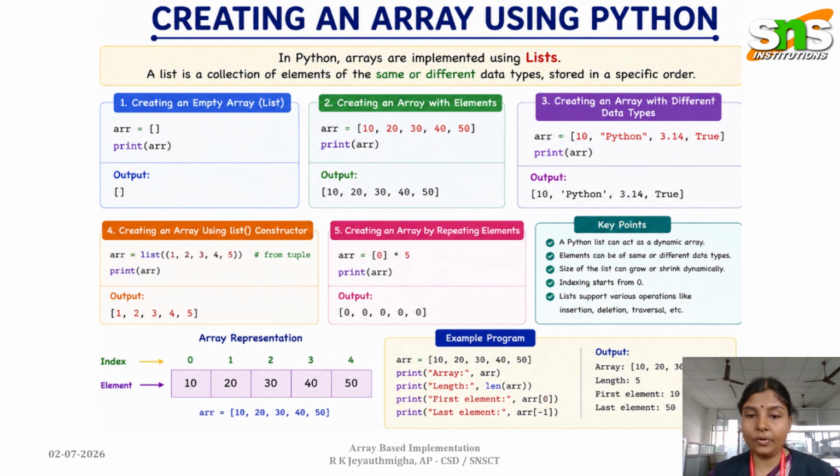And then the key points. A Python list can act as dynamic memory. Elements can be of the same or different data types. The size of the list can grow or shrink dynamically. Indexing starts from 0. Lists support various operations like insertion, deletion, traversal, etc.